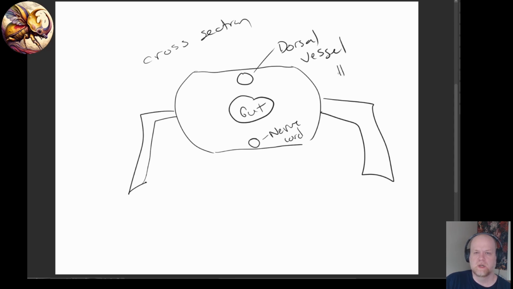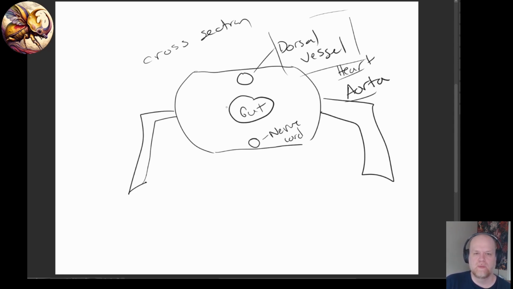So sometimes this is called a heart. In the anterior portions near the head and thorax, it's sometimes referred to as the aorta. Technically, it should be called the dorsal vessel. Heart and aorta are older terms that are not used consistently, but you should be aware of them. I frequently just call it the heart.